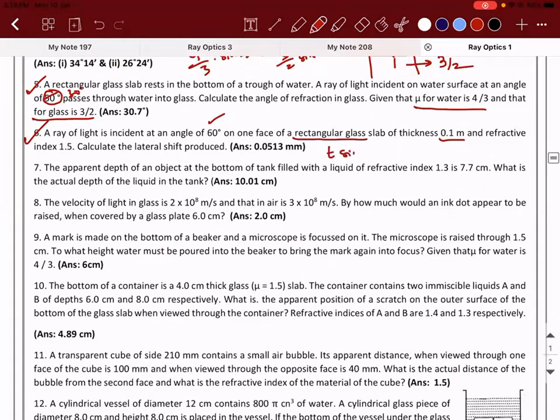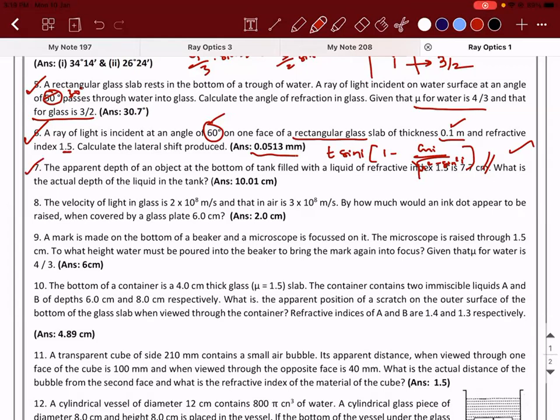T sin i into 1 minus cos i divided by root of mu square minus sin square i. That is the case. What is the value of i? 60. Thickness 0.1 meter. Refractive index 1.5. Substitute everything here. You will get the answer as this value. Okay. Seventh one. So how to do the seventh one?